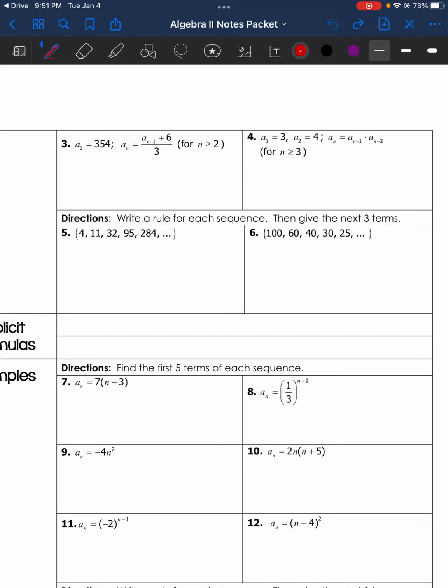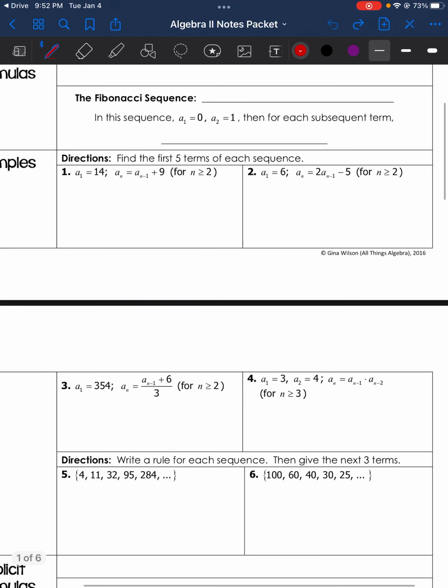Write a rule for each sequence, then give the next 3 terms. So writing the rule is basically just writing out mathematically what the pattern is. So we have to determine what the pattern is. So the patterns in some of our previous ones were, take the previous term, add 9. This one is take the previous term, multiply by 2, and then subtract 5. This one's take the previous term, add 6, divide by 3. And then the last one there is take the previous 2 terms, multiply them together.